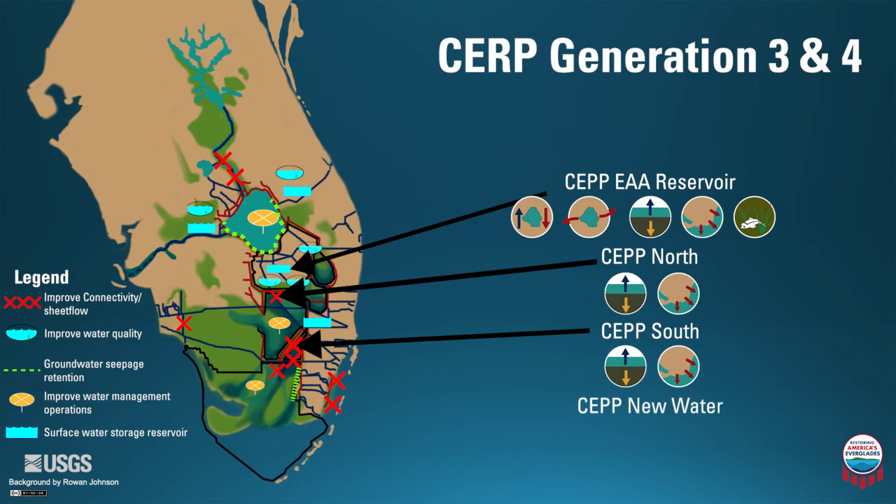CEPP New Water. This project will reduce groundwater seepage from northeast Shark River Slough and enhance flood protection in South Miami-Dade County. These actions will improve water depths and flooding durations in Everglades freshwater and coastal habitats and increase freshwater flows to Florida Bay and Biscayne Bay.